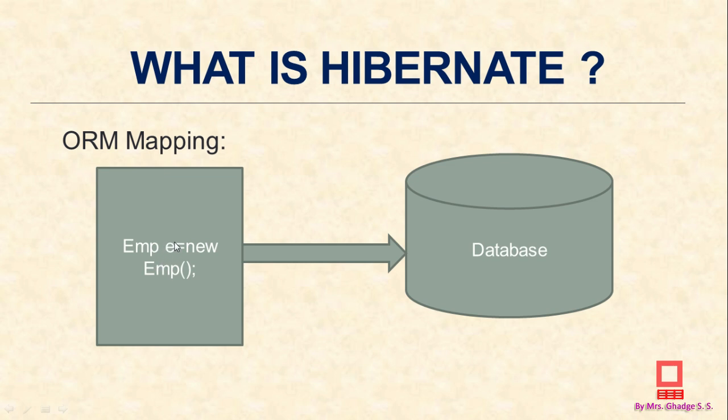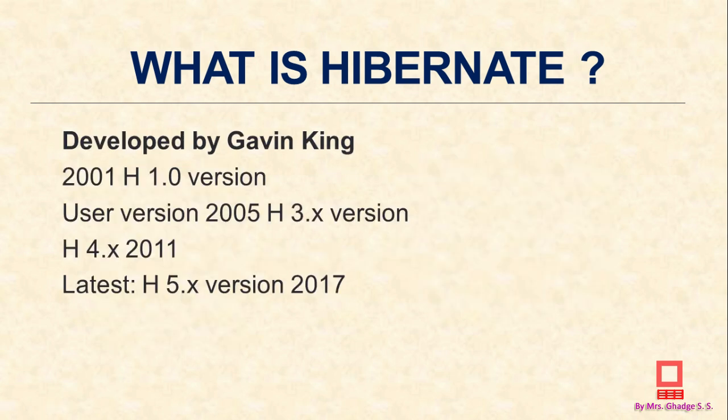Suppose our Emp class has variables like empNumber, empName, and salary. All the data of that e object we are going to store into a database table which has similar columns. The first column is emp number, the second one is emp name, and the third one is the salary. So we are going to store the data from variables of the Java object into columns of the database table. Such type of mapping is possible by using Hibernate.